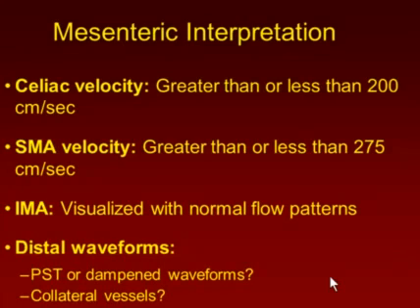Interpretation of mesenteric disease: the celiac velocity should be less than 200 centimeters per second. If it's over 200, and has poststenotic turbulence, that's consistent with significant celiac disease. The SMA velocity should be less than 275 centimeters per second. Again, greater than that may be consistent with significant stenosis within that vessel. And the IMA, there's no absolute number associated with that, but it should be visualized with normal flow patterns and any focal increase in velocity documented.